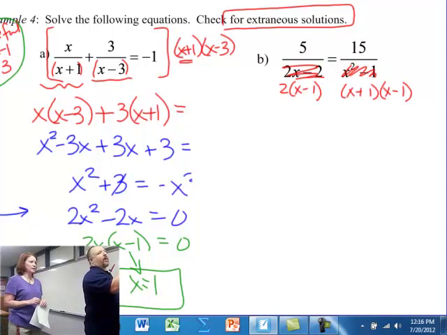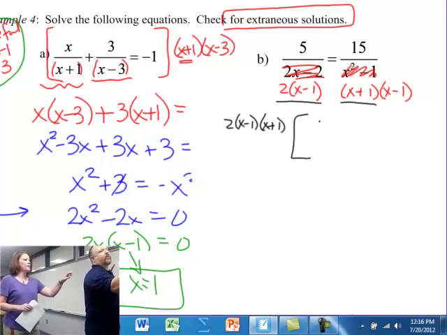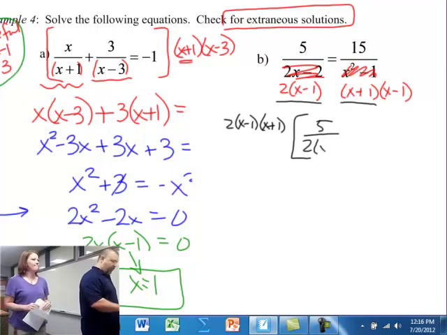So, what is our least common denominator then? Well, we need a 2. We need an x minus 1, yes, we do. And we need anything new for the second one. Well, x plus 1 is new, but x minus 1 is already there. So we're going to multiply this by 5 over 2 times x minus 1 equals... Do you want to show them how they write it on both sides?